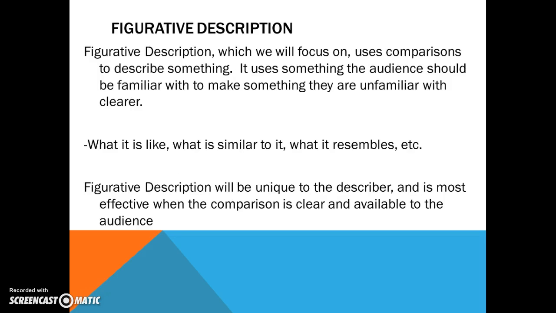The third main category of description is figurative description. And figurative description really uses comparisons to describe things. Often they use things that the audience should be familiar with to make something that they're unfamiliar with very clear. So this is going to describe what something is like, what it's similar to, what it resembles, etc. Figurative description is obviously going to be unique to the describer, and it really only works well if what you're comparing something to is going to be very obvious to your readers. It's got to be clear to them what you're talking about.